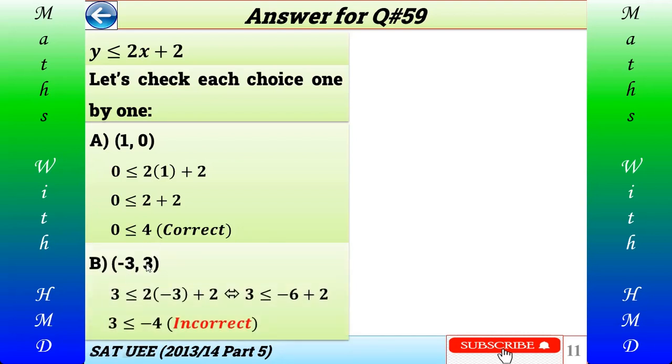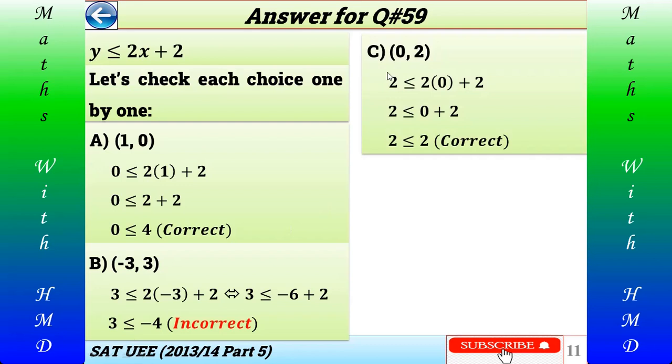B says negative 3, 3, right? The value of y is 3, the value of x is negative 3. Substitute again. So 3 is less than or equal to 2 times negative 3 plus 2. This implies 3 is less than or equal to 2 times negative 3, which is negative 6, plus 2. That is 3 is less than or equal to negative 4. No, which is incorrect, because 3 is greater than negative 4. You see, this one cannot satisfy the given inequality.